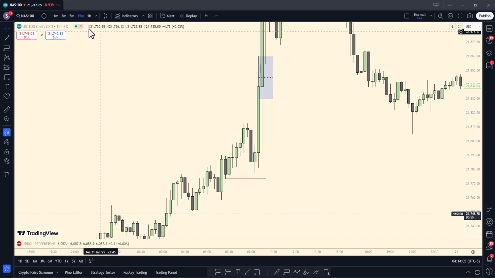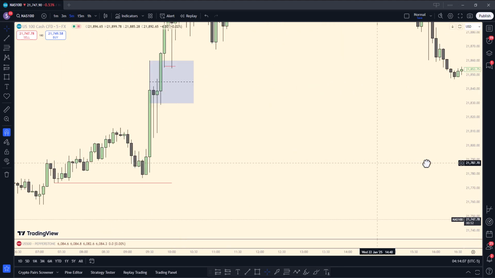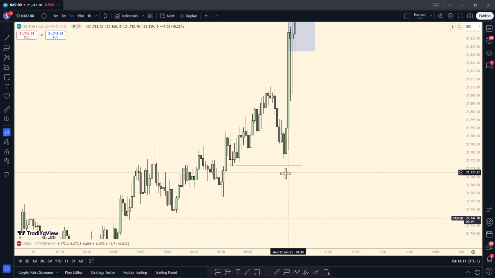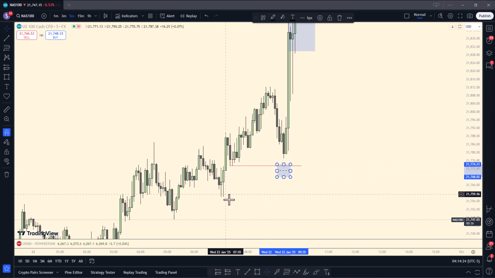And let's go to the 5 minutes. So here I was looking for the same thing. This is before equity open, 9:30. I was looking for manipulation below this low right here, just because it was too obvious, these lows right here and below this whole unmitigated zone, or partially mitigated. So this was an obvious liquidity sweep.